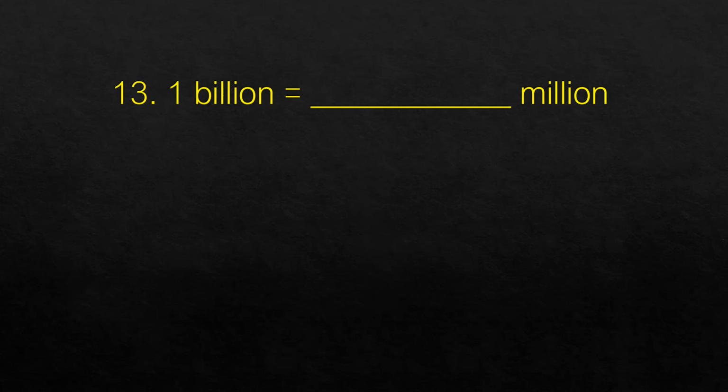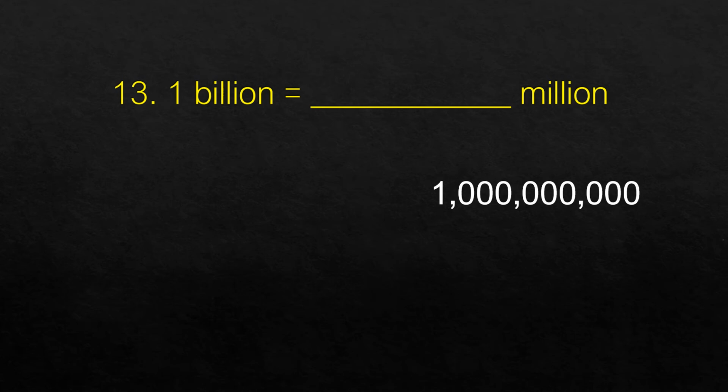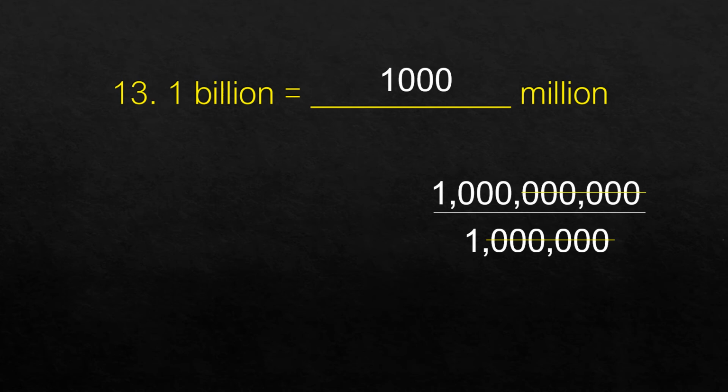1 billion equals dash million. So first we write 1 billion. We all know that in 1 billion we have 9 zeros. In the international system the numbers are grouped into 333. Now how many zeros are there in a million? Yes, 6 zeros are there in a million. Now we cancel these 6. We have 1000 million. 1000 million are there in 1 billion.